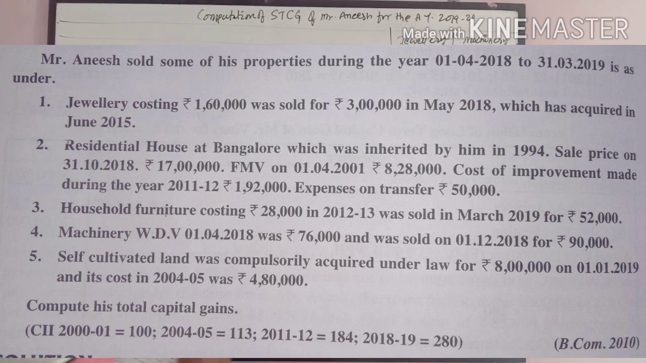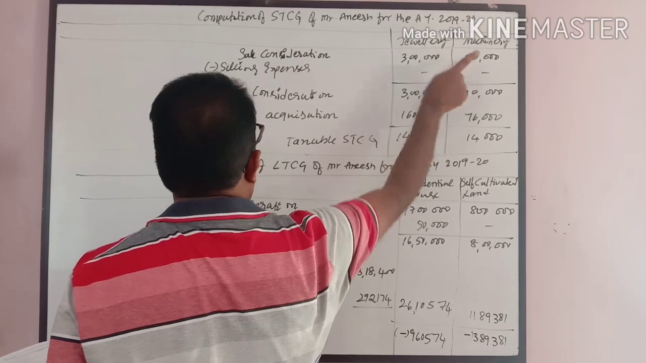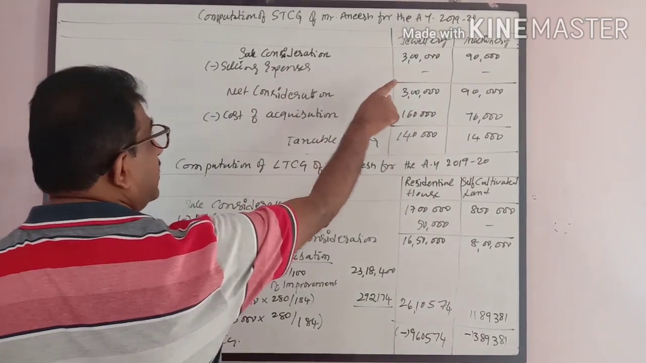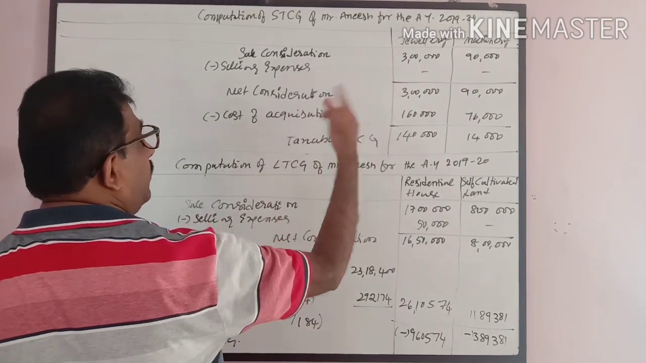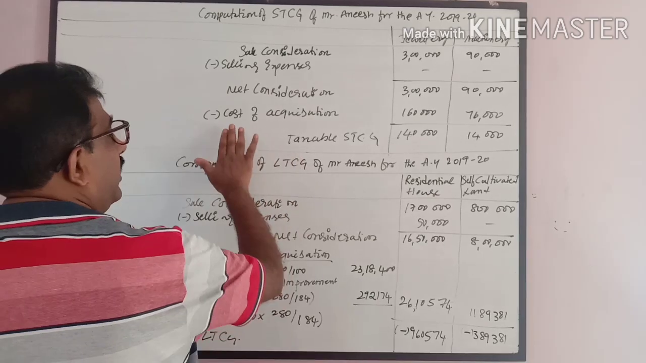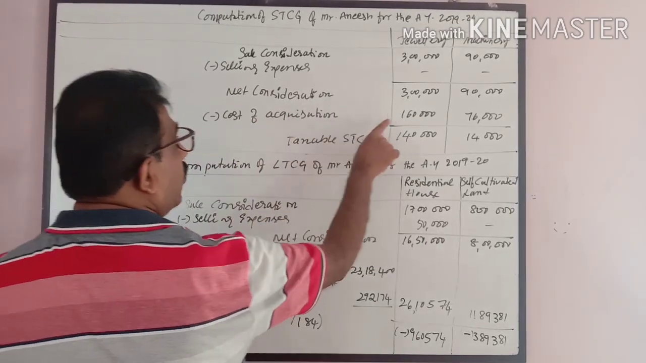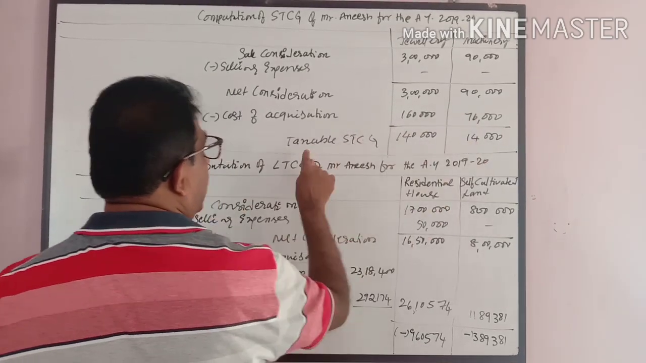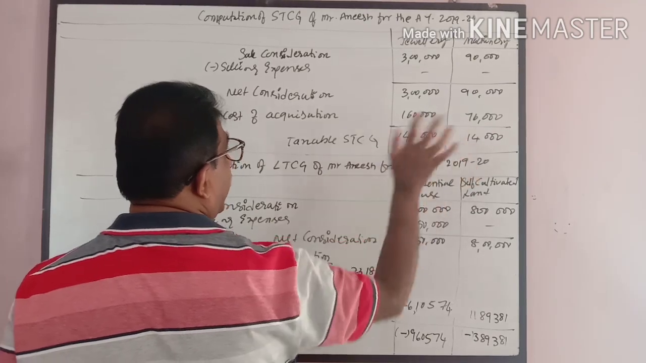First let me explain the STCG. Sale consideration 3 lakh rupees, jewellery sold for 3 lakhs, machinery is sold for 90,000. Selling expenses, there are no selling expenses for both the assets. The net consideration becomes 3 lakhs and 90,000. Cost of acquisition, here we don't apply the indexed cost when it is a short term capital gain. So 1 lakh 60 and 76,000. Taxable STCG is 1 lakh 40 and 14,000.